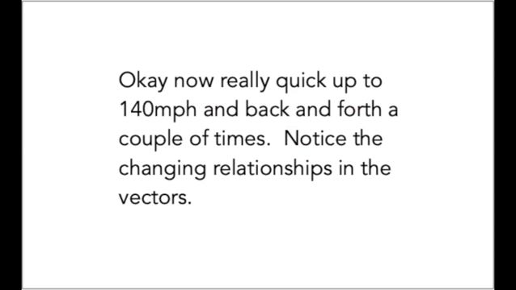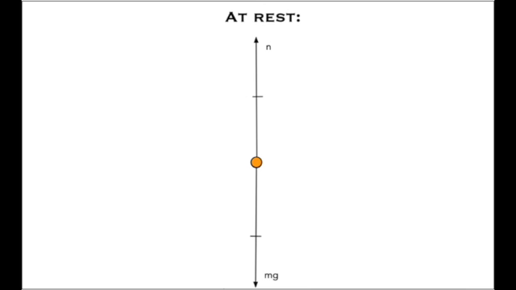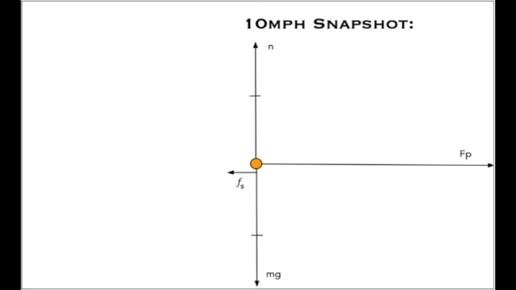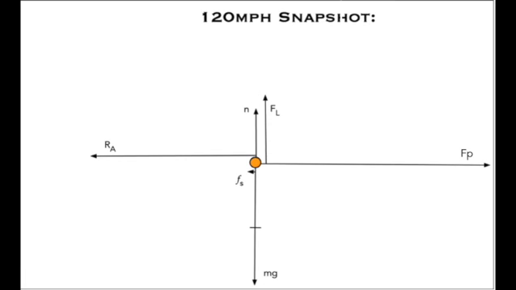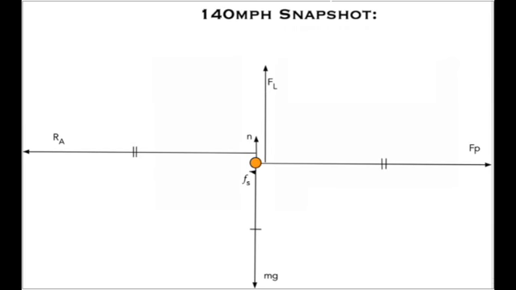So now I'm going to do it really quickly, about 0.2 seconds per 10 miles an hour. And so you can just take a look. Notice the difference in lengths of the arrows, the lengths of the vectors, how they adjust. So this is almost a movie here. Starting back from rest, here we go. Hang on. Okay, now we're at 140.